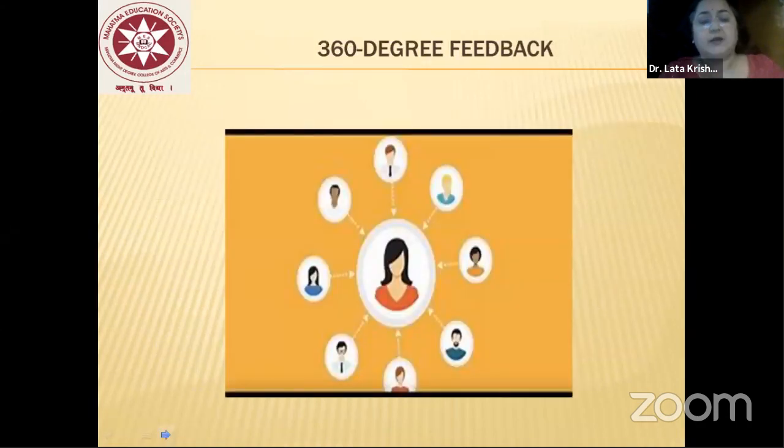So this is a picture of a 360 degrees. The lady in the middle is an employee, and all these people around her are the people who are feeding back. This is a superior, this is a subordinate, these are peers, this could be a supplier, this could be a customer, and this is how a 360-degree feedback works.